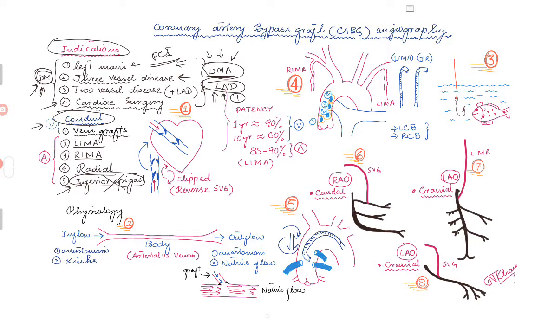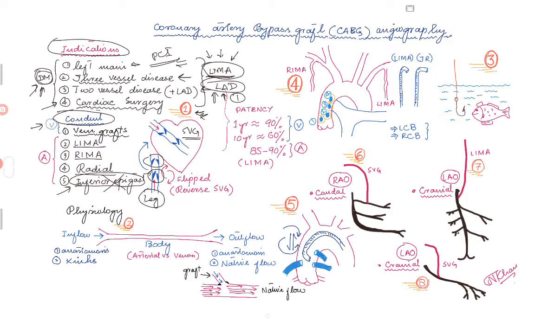So with that, I would like you to look at picture 1 here. This is your SVG, or saphenous vein graft. In the leg, it looks like this, and you see these small valves here. We all know that veins have valves that allow only one-way flow of blood.